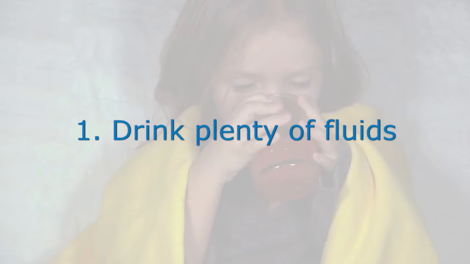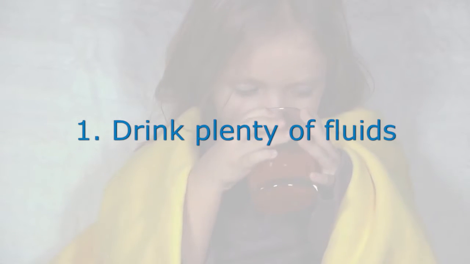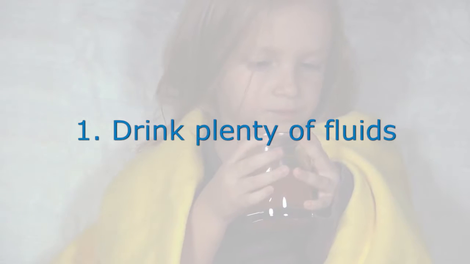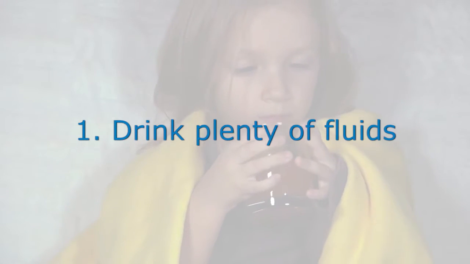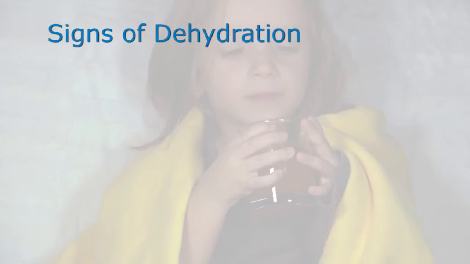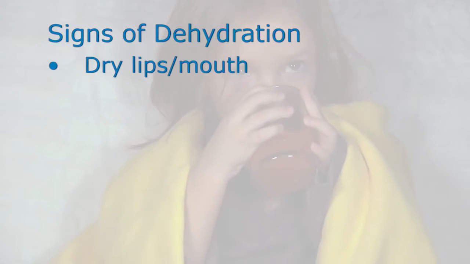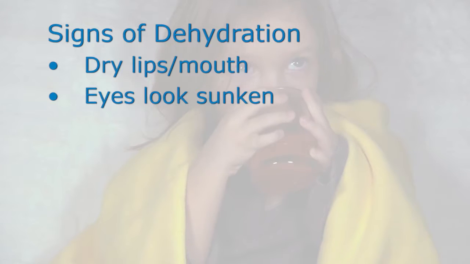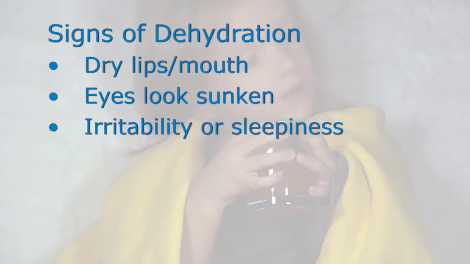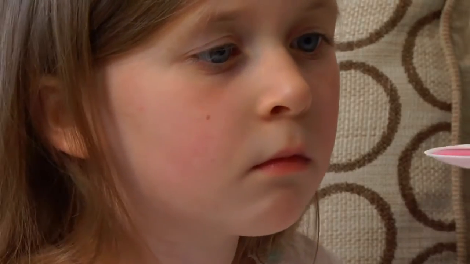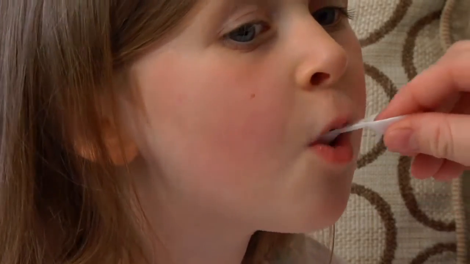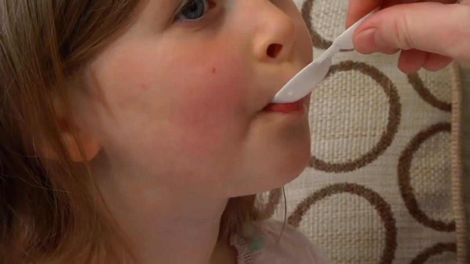Number 1, drink plenty of fluids. Your child can get dehydrated quickly on a sick day due to sweating from fever, vomiting, diarrhea, or high blood sugar. Some signs of dehydration are dry lips or mouth, eyes that look sunken, irritability or sleepiness, concentrated or dark urine. If your child is refusing to drink, encourage them to take small sips from a spoon every few minutes.